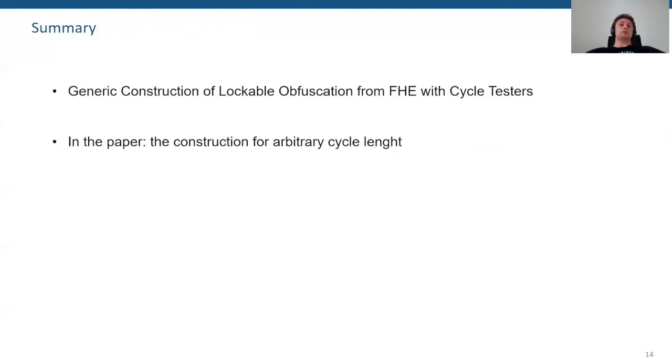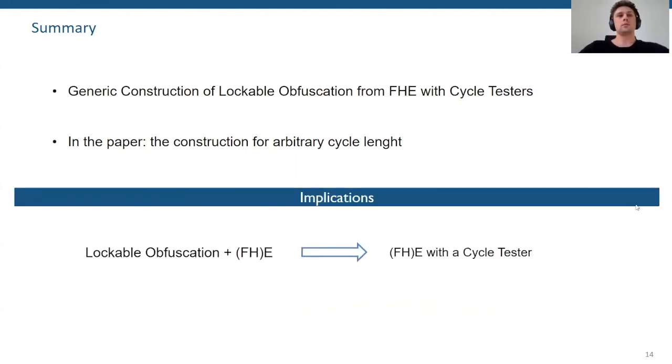Now, in summary, in the paper we have a generic construction of lockable obfuscation from fully homomorphic encryption equipped with a cycle tester. As I said earlier in the presentation, I simplified things and used only one cycle to describe the scheme. So in the paper, we actually have a general construction that uses cycles of keys of arbitrary length.